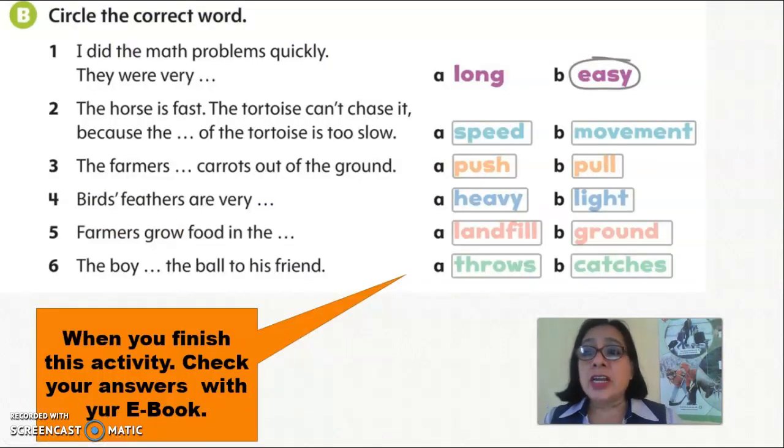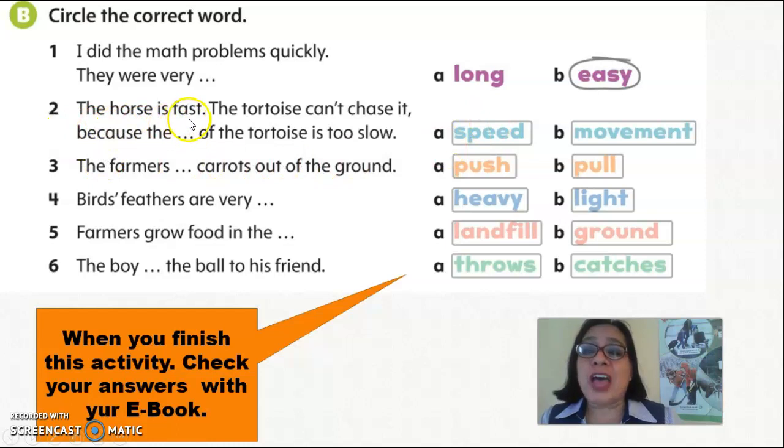Activity B, circle the correct word. You have sentences, you have to read the sentences, and in the front you have 2 answers. Please circle the correct word. When you finish this activity, check your answers with your ebook. Okay? Go to your ebook, check this answer, and make the corrections if you are incorrect. Then, for example, we have the number 1. I did the math problems quickly. They were very easy. And easy is circled.